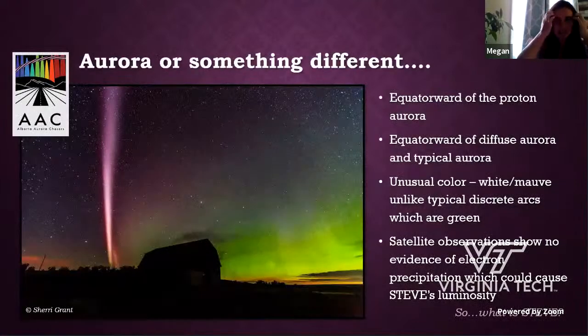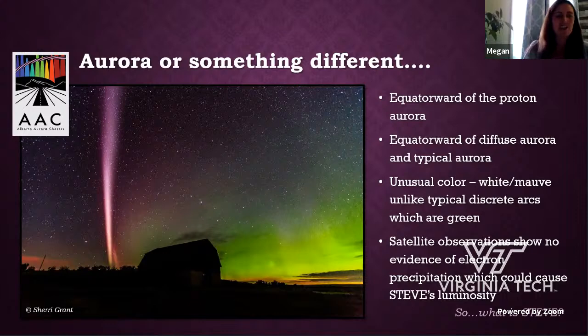So what's Steve? As we've heard already from a couple of people, Steve is an optical phenomenon seen in the night sky. It's characterized as a long, narrow purple band of light that resembles an auroral arc with some noticeable differences. And it's these noticeable exceptions from typical aurora that make Steve really interesting and really stand out. This picture here on the left was actually taken by an Alberta aurora chaser named Sherry Grant, and it beautifully illustrates the uniqueness of Steve.